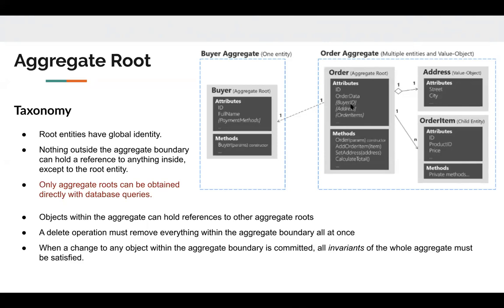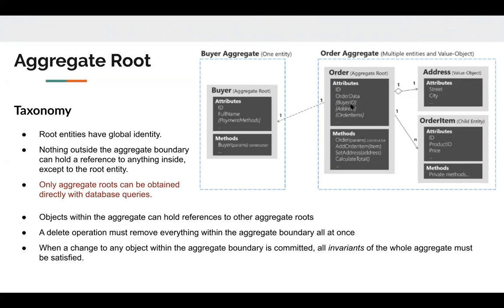Yep. And as you can see in this diagram, it's okay to do that. And it's okay for an aggregate root to reference another aggregate root. Yep. Thank you, Mike. So let me go through these bullet points. Root entities have a global identifier. Nothing outside the aggregate boundary can hold a reference to anything inside it except to the root entity. We talked about that a little bit. Only aggregate roots can be obtained directly with database queries.